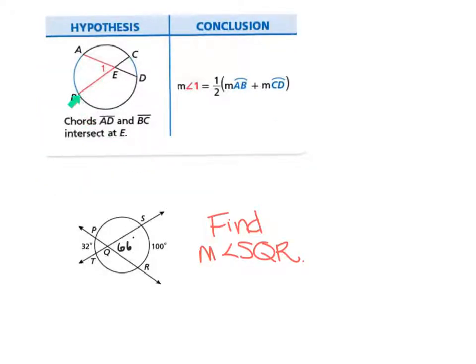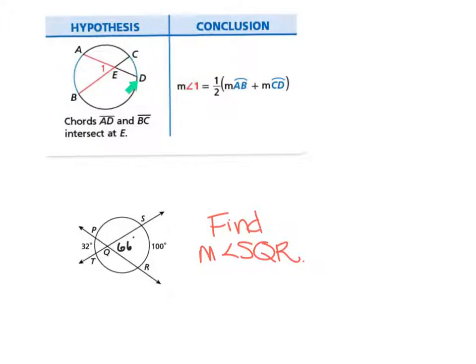So this, I like to call this the chord-chord theorem. So we've got two chords that are intersecting. The angle, the inner angle, like angle 1 in this case, would be half of the measure of the two arcs off of that angle. Remember, these are vertical angles, so it's going to be the same measure anyway. But the arcs added together, cut in half.